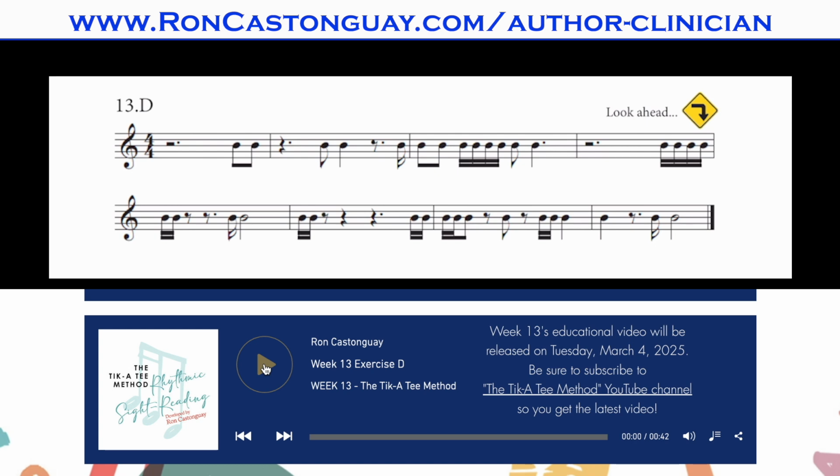Now, we know from previous videos you have 3 options. Option number 1, just listen to the MP3 and check for your accuracy that way. Option 2, sing along, vocalize the rhythm with the MP3. Or option 3, especially if your principal instrument is not the voice, break out your instrument and perform along with the MP3. So without further ado, I'm going to press play on the MP3 for exercise 13D.